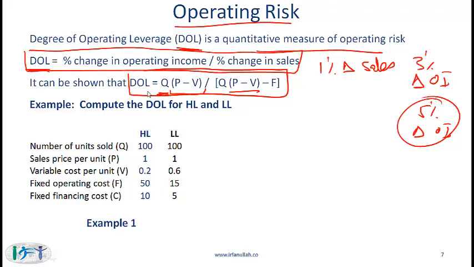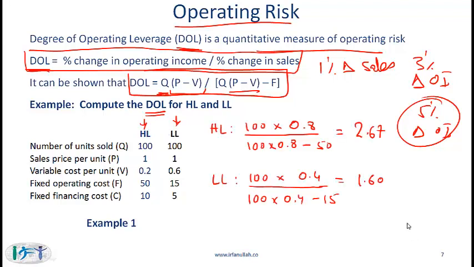Just to make sure you know how to do this, I want you to compute the degree of operating leverage for the HL company and the LL company. Here is what you should come up with, and as you would expect, the number for the high leverage firm is larger than the number for the low leverage firm. Now I want you to do example 1 from the curriculum, which illustrates this concept.